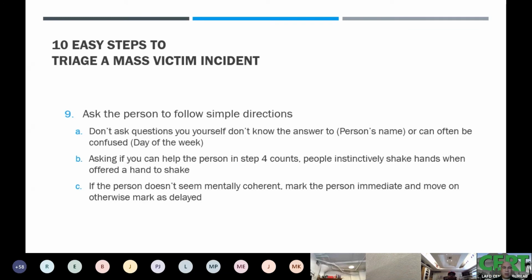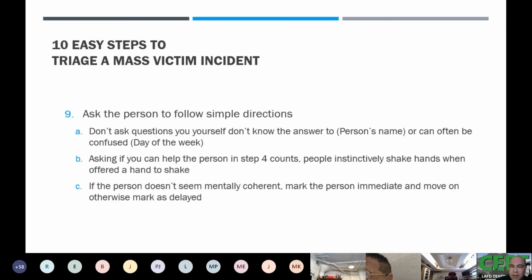A lot of times what happens is if you walk up to someone and extend your hand to them, as in to shake hands, the instinctual thing is to reach back out and shake your hand. That tells you that this person, at least mentally, is able to follow basic directions. Or you could say, can you look over there? Can you look over here? And can you look back towards me? That at least lets you know if they can follow those basic directions. If they don't seem mentally coherent, they can't follow simple directions, mark them as immediate and move on.